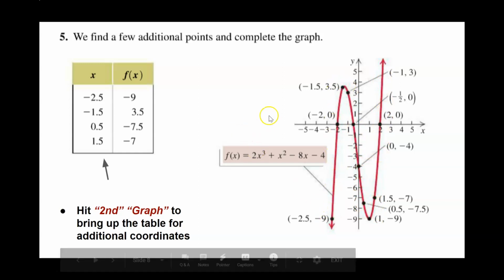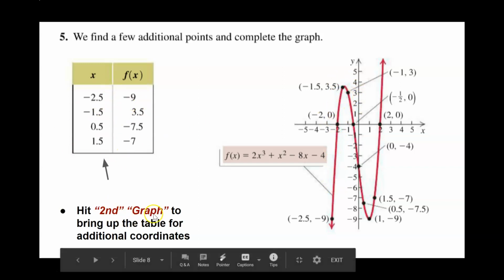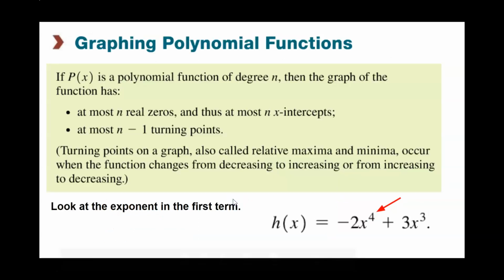So a lot of steps, a lot of work, but we took this polynomial function. We got all the information by looking at the leading coefficient. We got our zeros for x-intercepts. We got our y-intercept. Plot those. We figured out if it's supposed to be below the x-axis or above the x-axis. We grab some additional points by hitting second graph. Plot those extra points. Connect all the dots, and that's how we get to our graph.